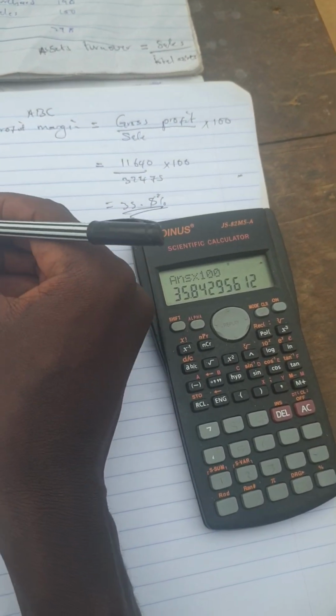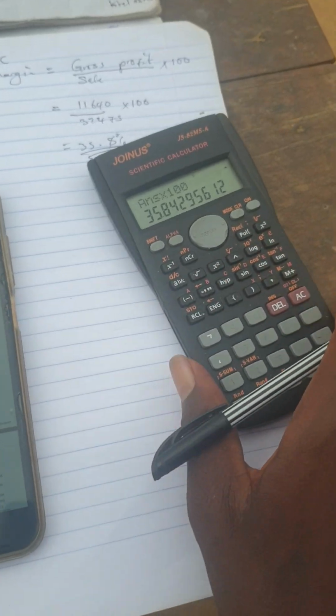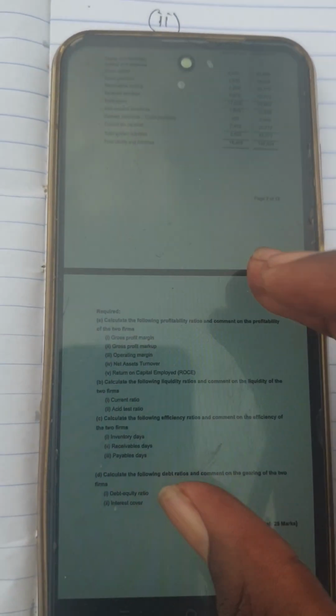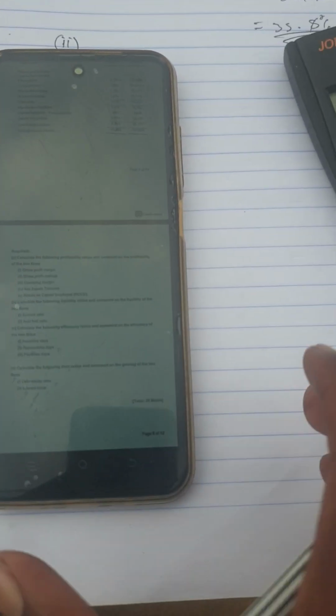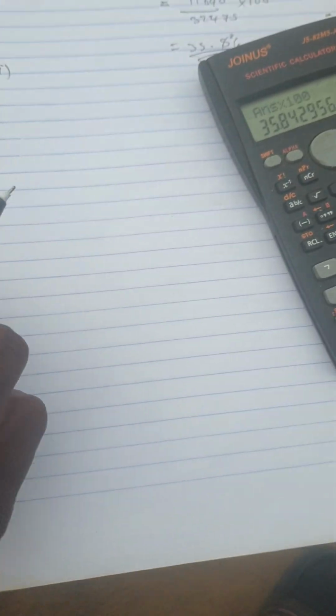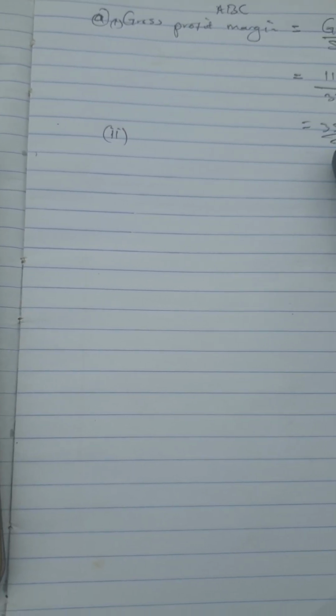Number 2, we're asked to calculate the gross profit markup. Okay, so a markup doesn't have a formula. A markup is only a way of converting a margin into a markup. In some questions, you can be given a markup and you have to convert it into a margin. In this case, since we already have the margin, it's the margin that we're going to use to convert this information into a markup.